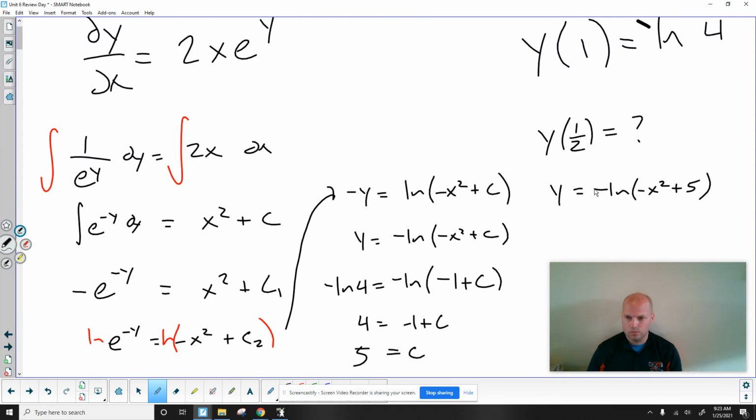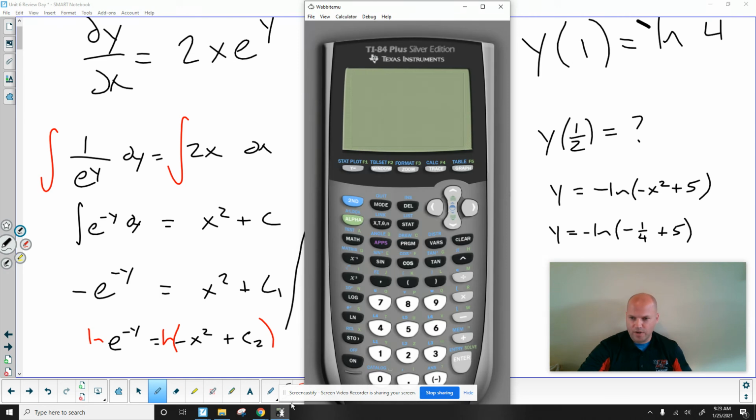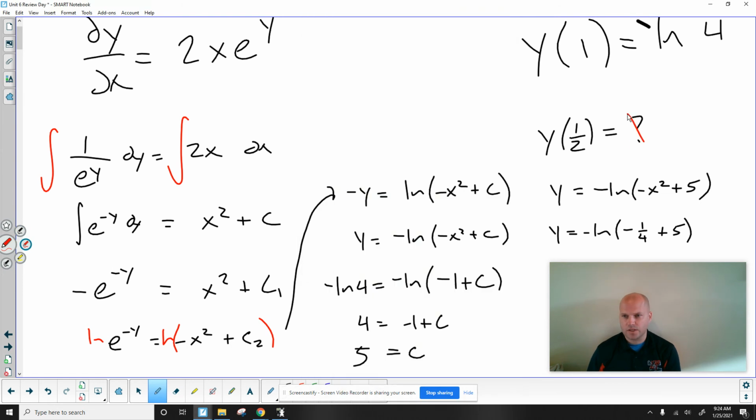I ask you to find a specific value. You will type in this value into your calculator, and you will provide your answer, rounded or truncated to the third decimal place. Negative log 4.75. Okay, negative 1.558 would be the answer that you would plug into your fill in the blank spot.